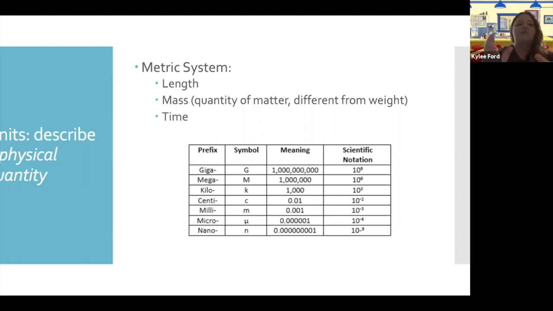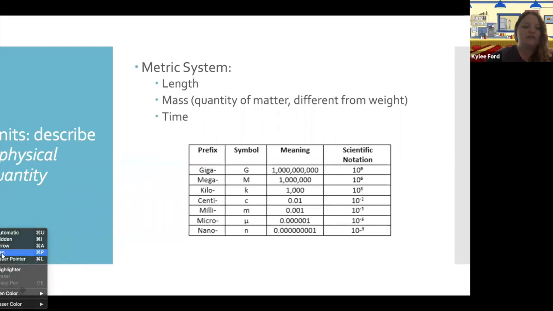Now in science, we use the metric system, okay? As opposed to our US system, where we use a lot of miles, inches, feet, things like that. But in the metric system, it's a lot easier because we go by powers of 10, okay? Now, let me show you what I mean. So first I need to turn my little pen on. A second here.